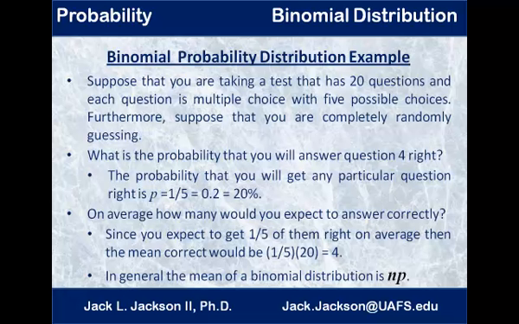So think about it. If the probability of getting a question right is 1/5, we would expect to get about 1/5 of the questions right, which would be 1/5 times 20, which is 4. And so this shows us how, in general, we can find the mean of a binomial distribution. It's n times p. I did p times n here, but same thing. N times p, or p times n, is the mean of a binomial distribution.